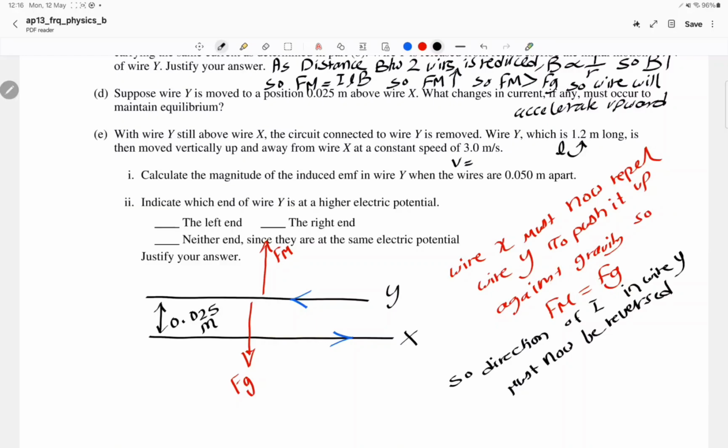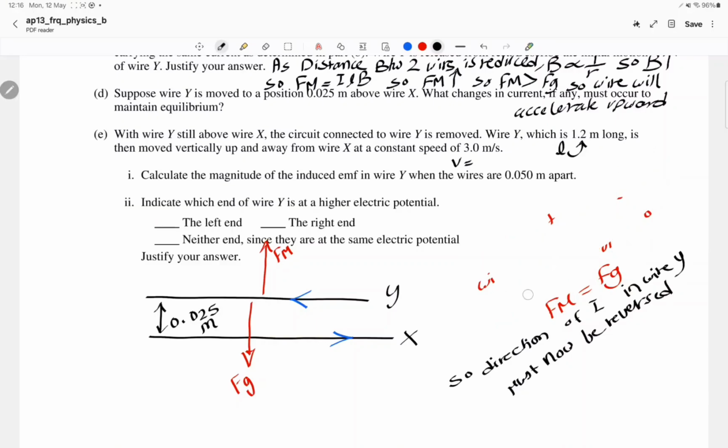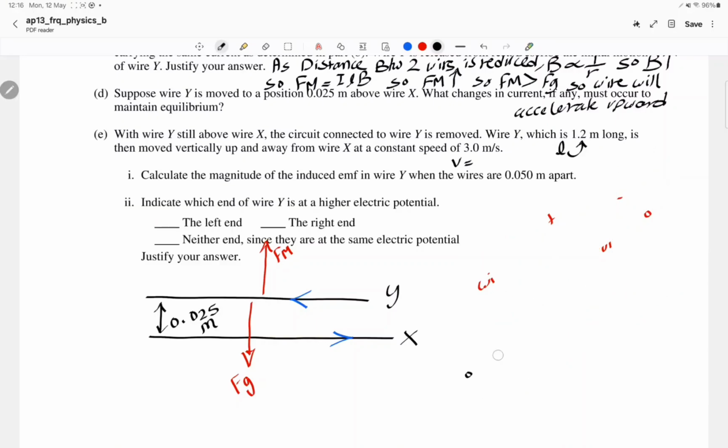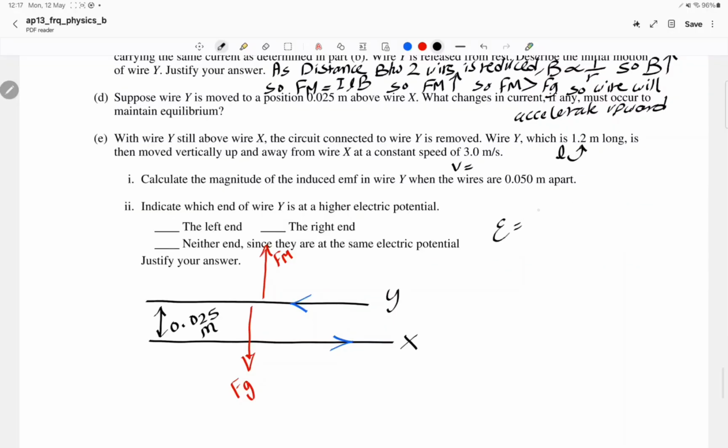Okay, let's just clear this up. So essentially, the equation for the induced EMF, you should know from your reference sheet, is going to be B L V, V being the speed, and B being the magnetic field. Okay, so what is the magnetic field? Let's find that first. So we're going to do mu I over 2 pi r, just like before.